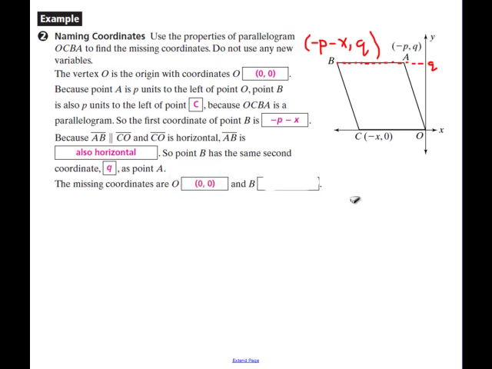The origin is 0, 0. They consider that missing, but we already found that up there. And point B is at negative p minus x, and then Q for the y-coordinate. So again, don't get discouraged or freaked out because these are letters in here. Just do as you normally would. If they were numbers, do the same thing with the letters. And if it becomes a problem at some point, then you can try to think of something else. But usually if you just treat the letters as you would the numbers, you're going to end up with the correct answer. Alright, so that's it for the lesson.